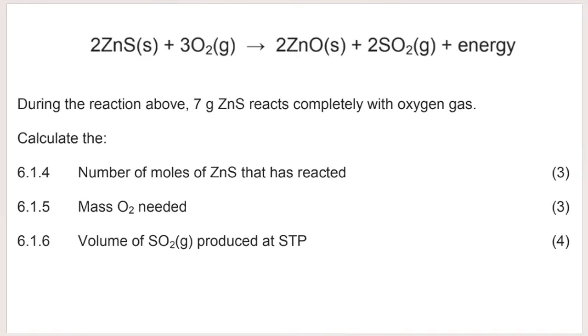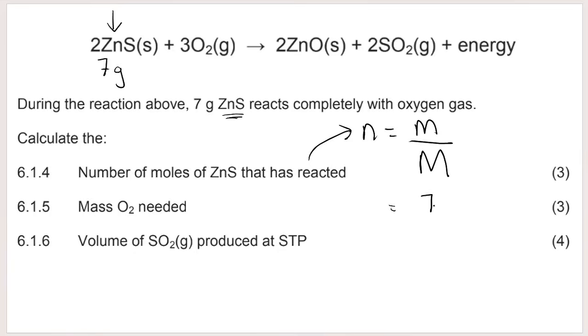Right, our next question is more difficult. So they say during the reaction above, we've got 7 grams of zinc sulfide reacting completely with oxygen gas. That means that this entire 7 grams will be used up. All of the moles of the zinc sulfide will be used up. So they want to know, calculate the number of moles that will be used up, the number of moles that will react. So we know that if we're given mass and we want moles, we use this formula.